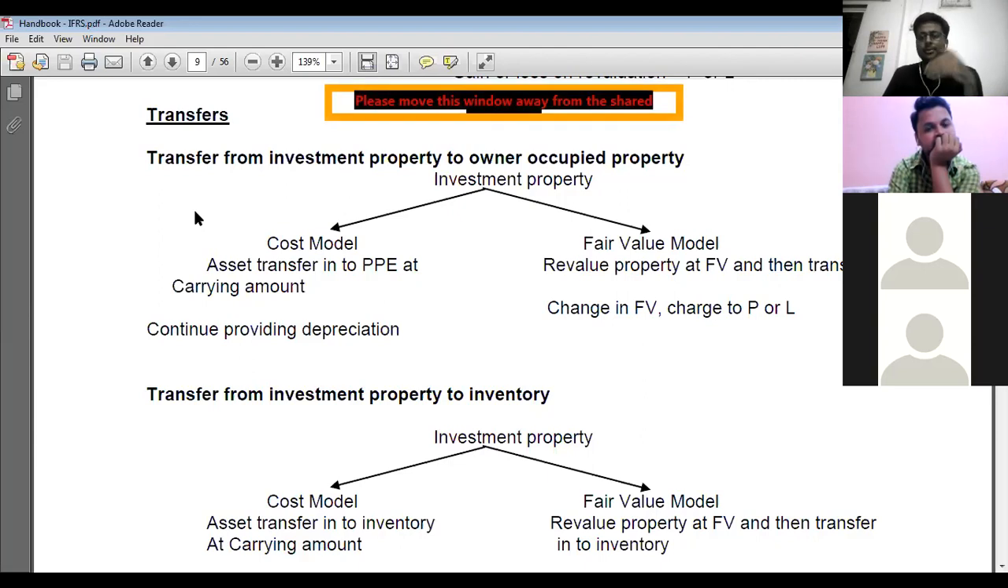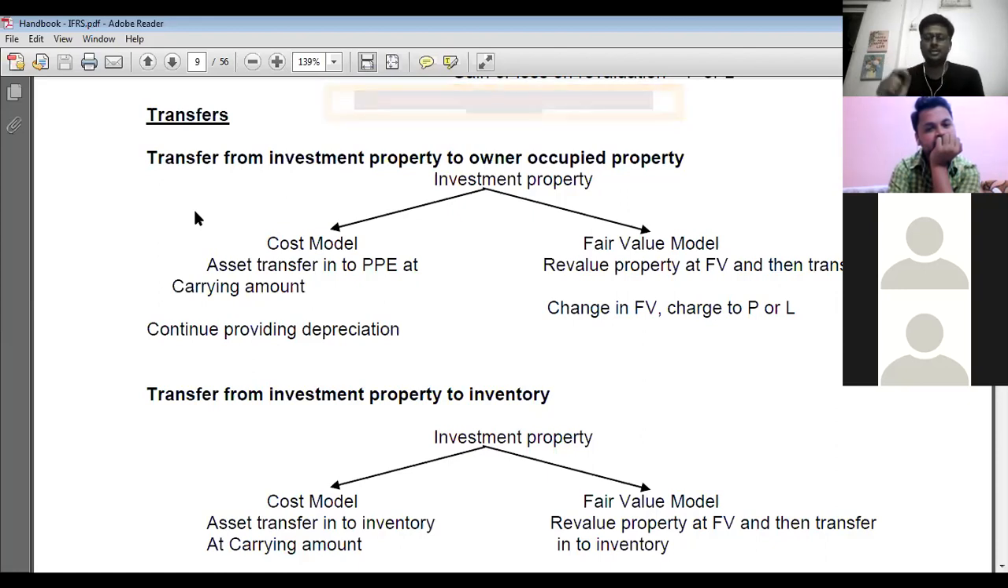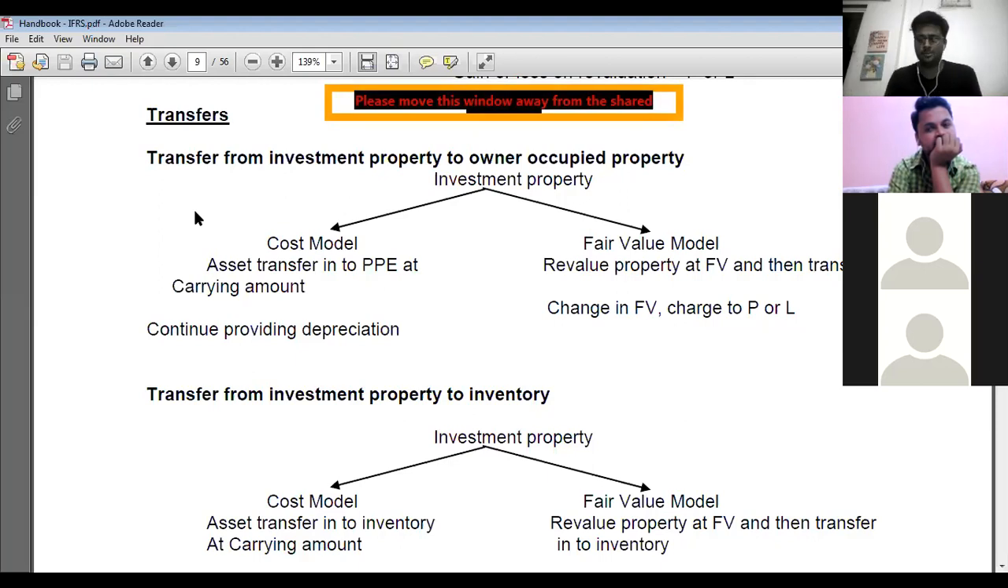So now at what value property will be transferred, that we need to see. Transfer can be both the side. It is from investment property to owner occupied property, or it can be from owner-occupied property to investment property also. To decide at what value it will be transferred, two possible values are there. One is carrying amount and second is fair value. So whether transfer will be done at carrying amount or fair value, to decide this, we need to see what accounting treatment is being followed for investment property.